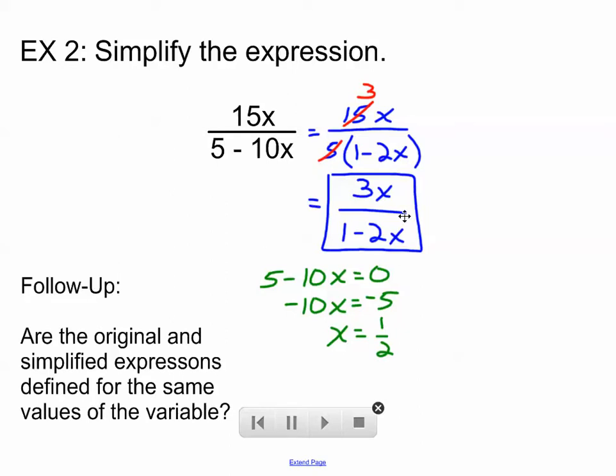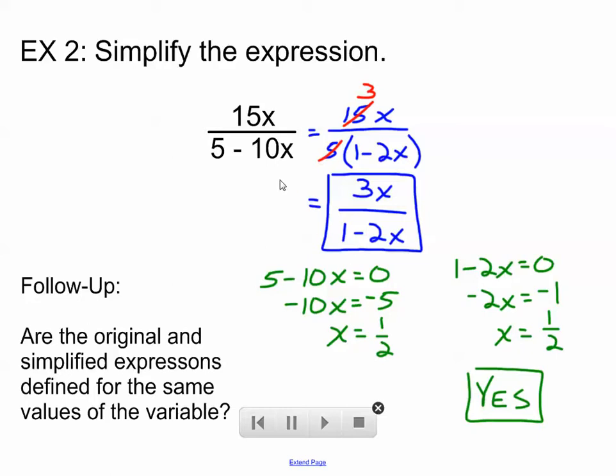Now we'll do the same thing with the simplified expression. What value of x would make the denominator 0? So when would 1 minus 2x equal 0? Subtract 1 from both sides and divide both sides by negative 2. You can see that they both have the same value of x that would make them undefined. So they would be defined for any other value of x besides 1/2. So yes, they are defined for the same values of the variable.